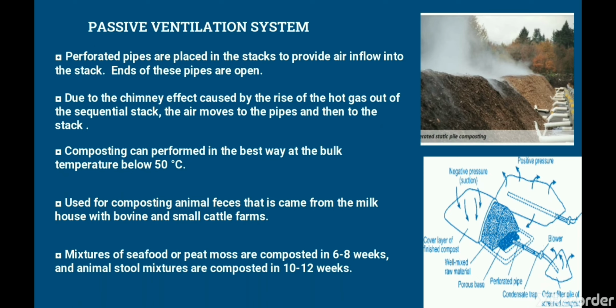It is a method used for composting animal feces that come from milk houses with bovine and small cattle farms. When investigations are examined, it has been seen that in this method, composting is performed in the best way at a bulk temperature below 50 degrees Celsius. Mixtures of seafood or peat moss are composted in 6 to 8 weeks, and the animal stool mixtures are composted in 10 to 12 weeks.